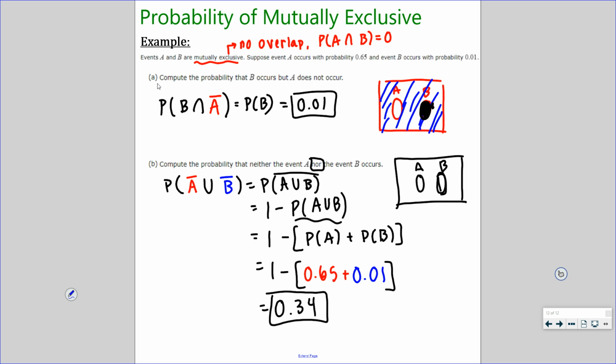Okay, now none of my markers want to work. Oh no. A or B not happening. So I found this. A or B happening, 1 minus that.